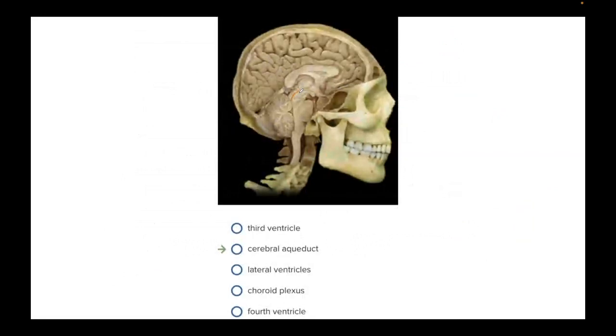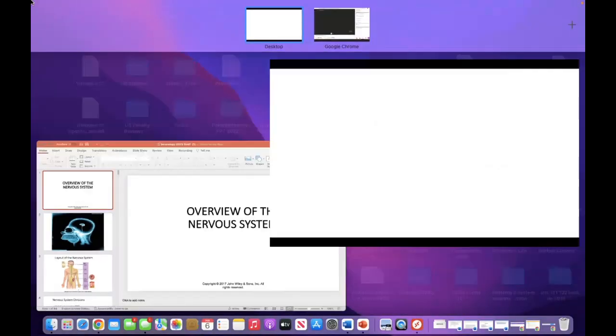Right here, it's kind of faint, but I'm going to circle that. You can see that orange structure right there. That's pointing to the cerebral aqueduct. That's your hydrocephalus. Okay, let's take a break here.